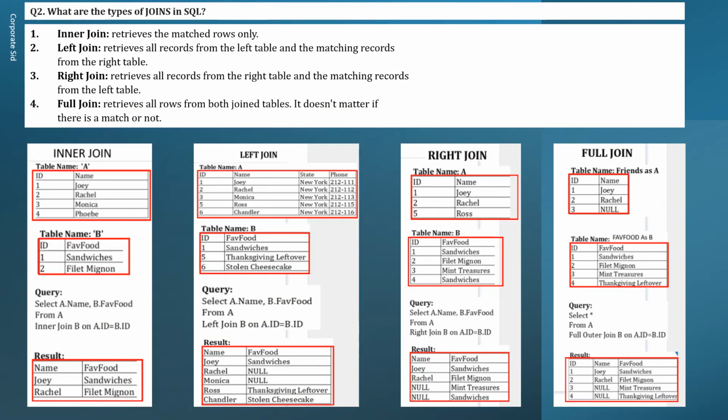What are the types of joins in SQL? There are four main types of joins that are most popular. Number one is inner join that retrieves the matched rows only. Number two is left join that retrieves all records from the left table and the matching records from the right table. Number three is right join that retrieves all the records from the right table and the matching records from the left table. And number four is full join that retrieves all rows from both joined tables. It doesn't matter if there's a match or not.